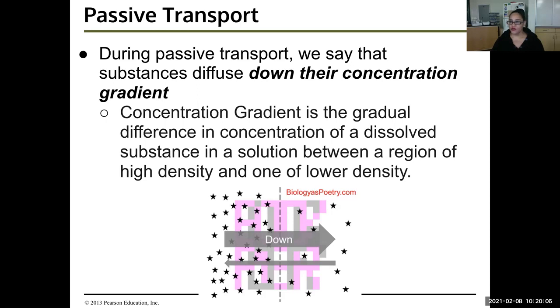So food dye is a good example. If you drop a few drops of food dye into a glass of water, it starts out really, really concentrated, but as you stir it, those dye molecules spread throughout. So there's an even amount of dye molecules in whatever that substance is. Those dye molecules started out really concentrated and then they spread out to where they were not. So that's called diffusing down their concentration gradient.